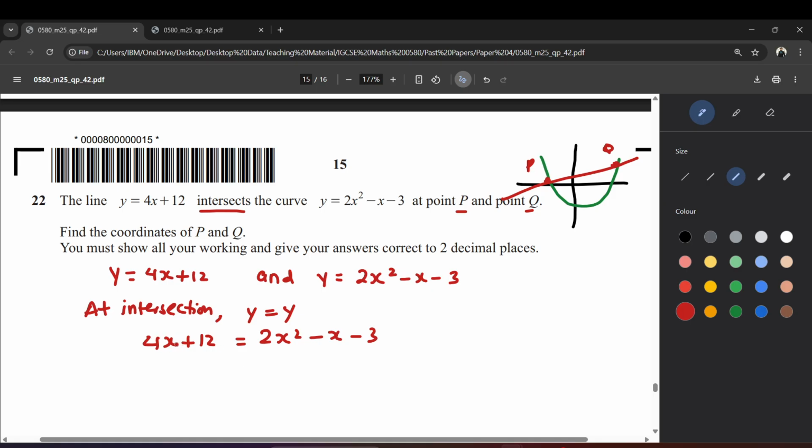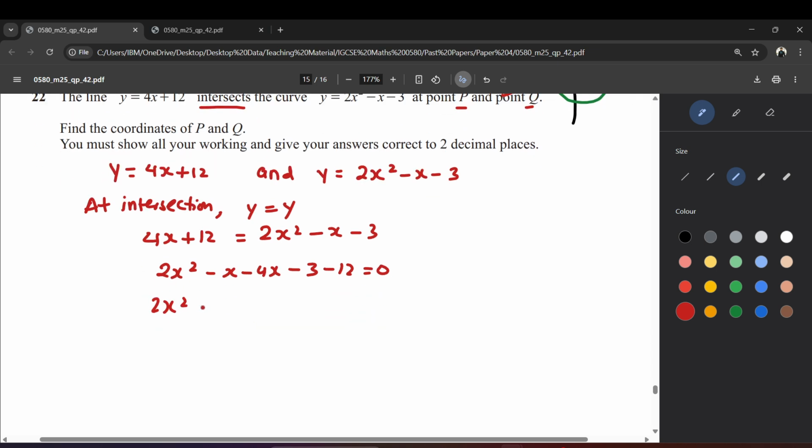So I can move 4x plus 12 to the other side. So this becomes 2x squared minus x minus 4x, the 4x goes to the other side, becomes minus 4x minus 3, and 12 goes to the other side, becomes minus 12, equals 0. So we have 2x squared minus 5x minus 15 equals 0. Now look, the question tells you that you have to give your answer correct to two decimal places. That tells you that you cannot factorize this, because your x values are not whole numbers. They will be in decimals. So that gives you a hint that you're supposed to use the quadratic formula.